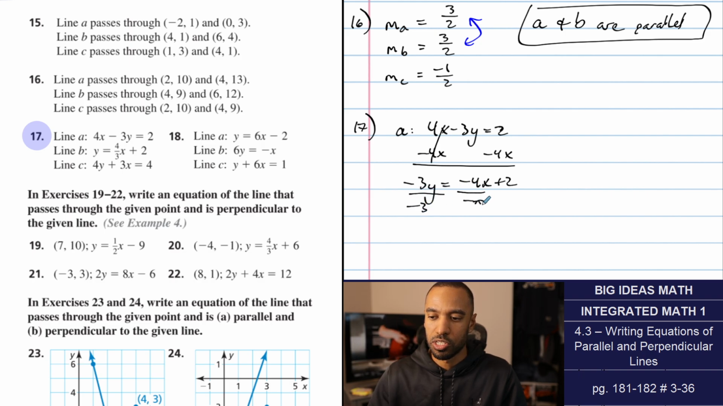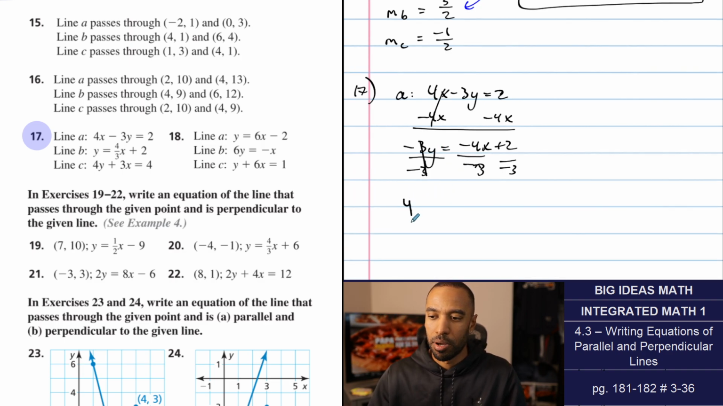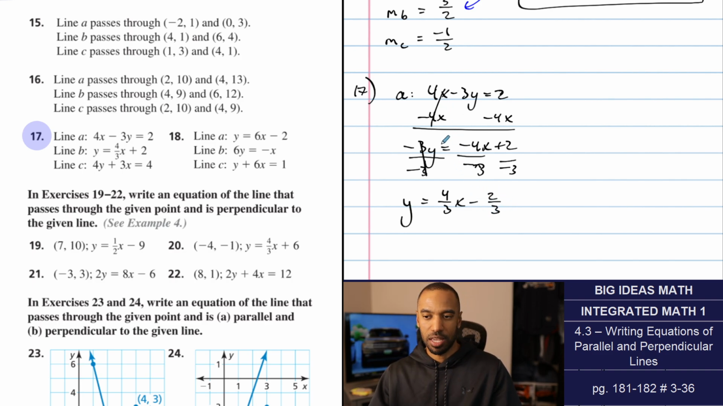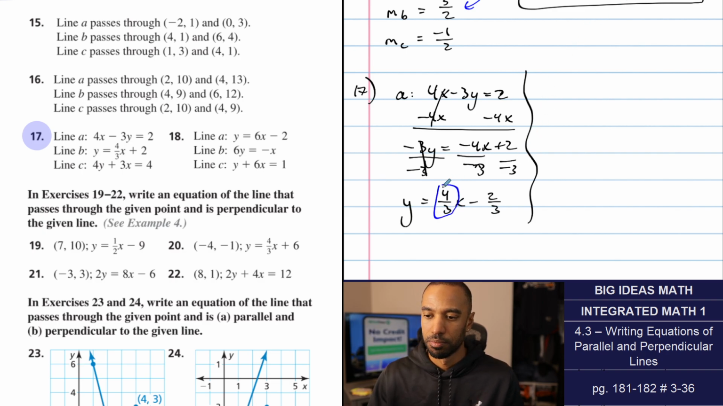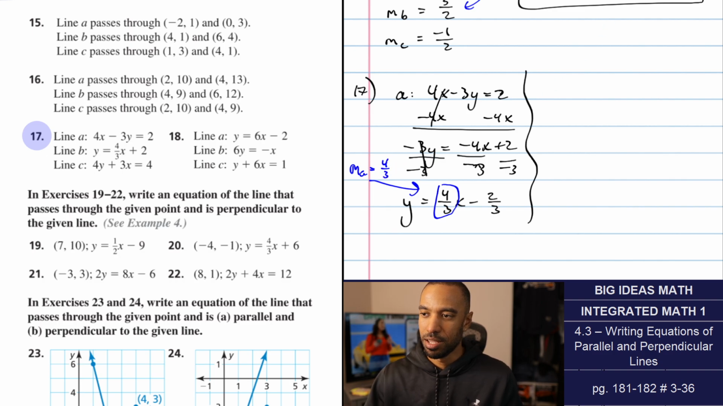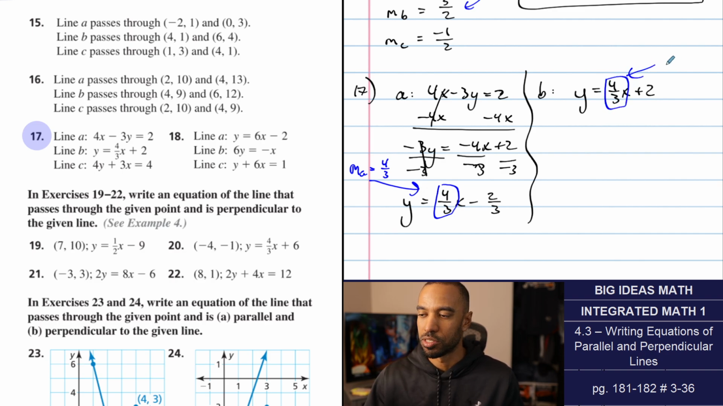Now this is one of those instances where that fraction y-intercept is going to be a little in the way. But negative 4 over negative 3 is positive 4/3. So positive 4/3 x minus 2/3. Whatever, as long as I don't get the same thing as that, there's line A's equation. The slope is 4/3. Line B has the equation y equals 4/3 x plus 2. It's already in slope-intercept form. It has a slope of 4/3 as well. So you see two parallel ones.